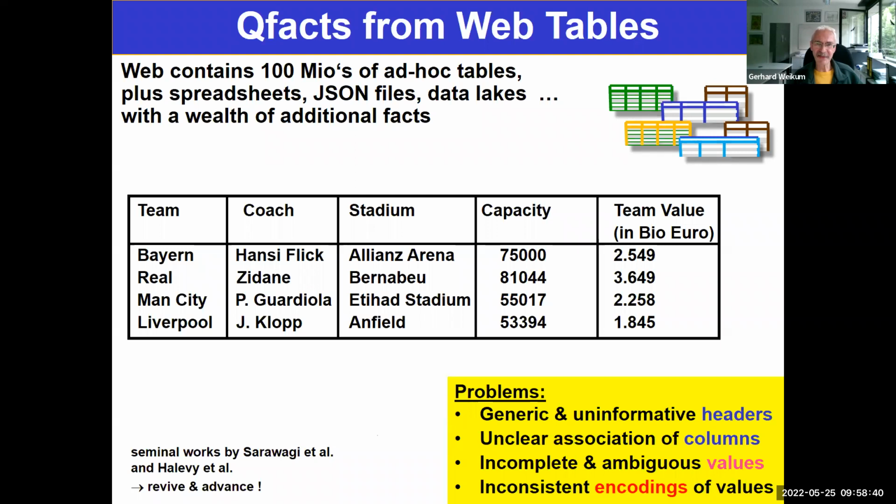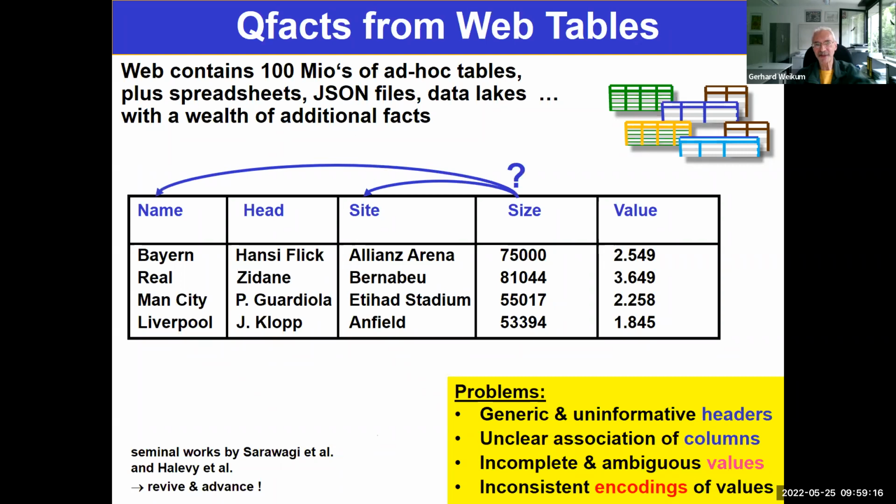One is that we not always have these nicely informative, almost self-explanatory headers. This is another situation where we have generic, uninformative headers like name, head, site, size, value. Of course, humans can still interpret the table, because they look at the table in context, the surrounding text or a description of a data file. And they also have a lot of background knowledge, right? Which a machine up front, when it sees this table, doesn't have.